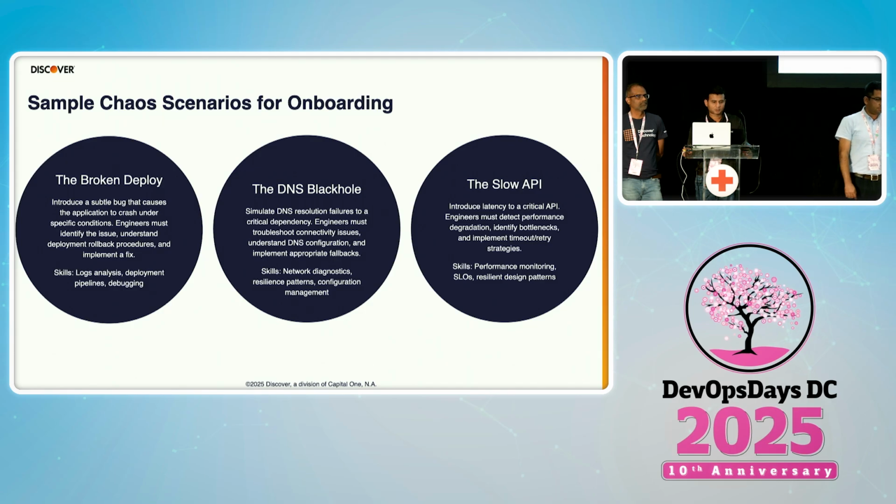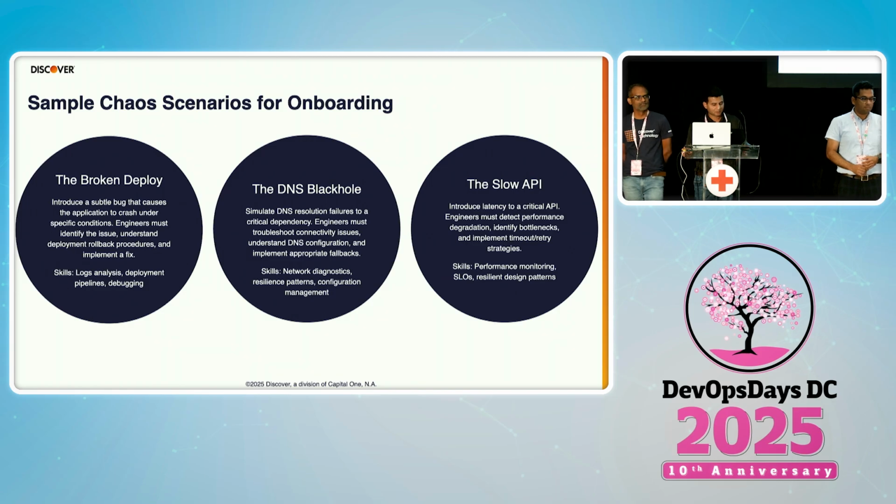The first one is broken deploy. What you do during a broken deploy chaos experiment is introduce a subtle bug that causes the application to crash under specific conditions. So you should know the specific conditions as well. Let the new hires identify the issue, try to understand what the rollback procedures can be, and then implement a fix. The skills required here are log analysis, deployment pipelines, and debugging.